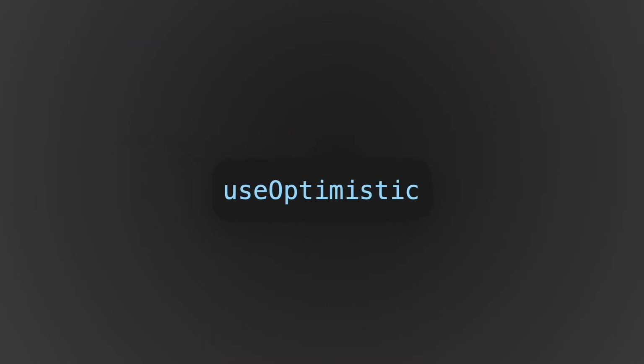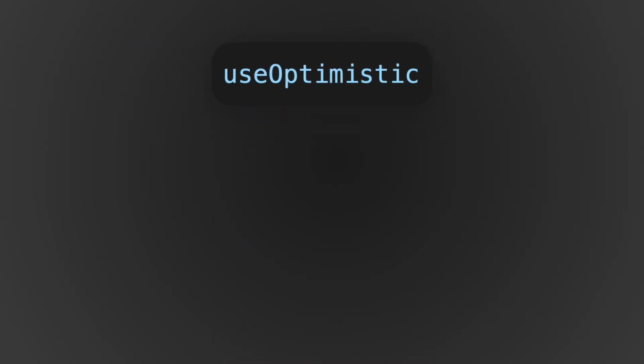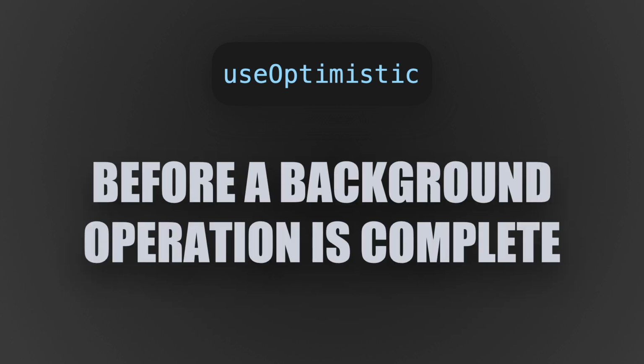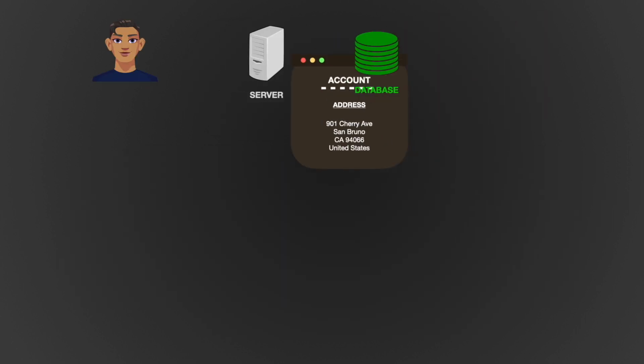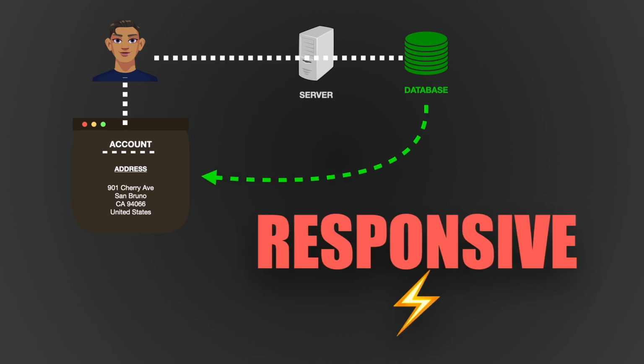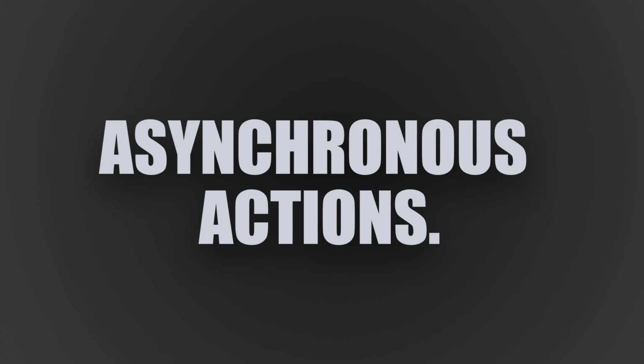This is where the useOptimistic hook comes in. It provides a way of optimistically updating the user information before a background operation is complete. In the previous example, we can instantly show to the user the updated state, making an app feel responsive. This is especially useful for asynchronous actions that can take more than a couple of seconds to complete. And the syntax is pretty straightforward.